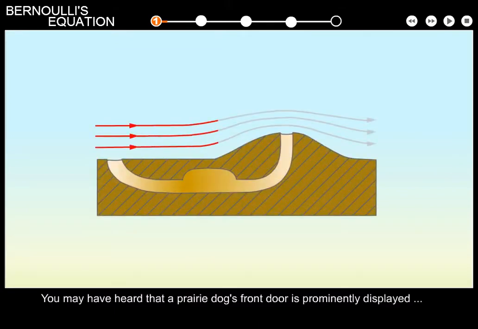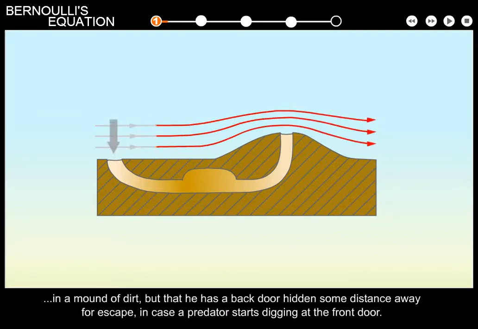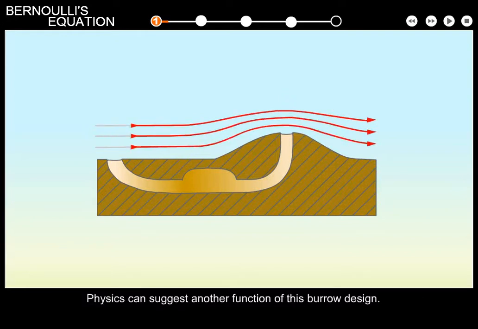You may have heard that a prairie dog's front door is prominently displayed in a mound of dirt, but that he has a back door hidden some distance away for escape, in case a predator starts digging at the front door. Physics can suggest another function of this burrow design.